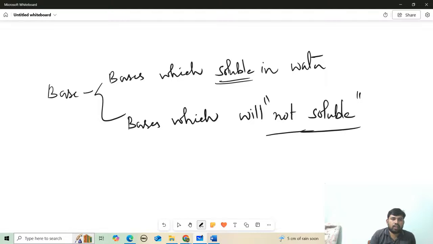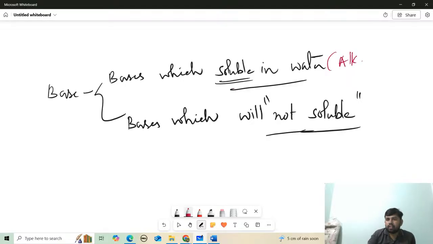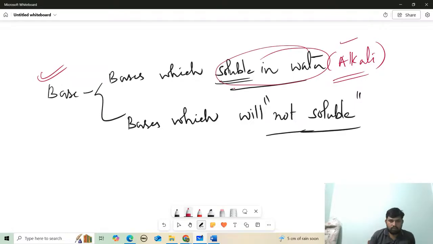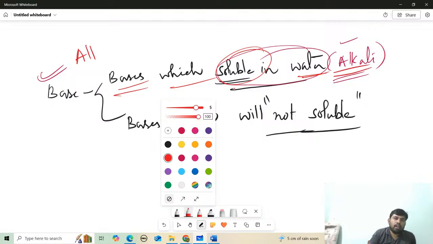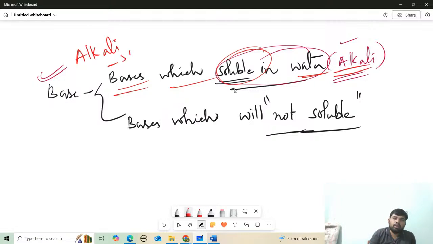Okay, so try to understand it. These which are soluble in the water are also called alkalis. So how can we define alkalis, sir? Alkalis are the bases which are soluble in the water. Try to understand what alkalis are. These are the bases, they are soluble in the water. Those are called alkalis. So remember, alkalis are nothing but those bases which are soluble in the water.